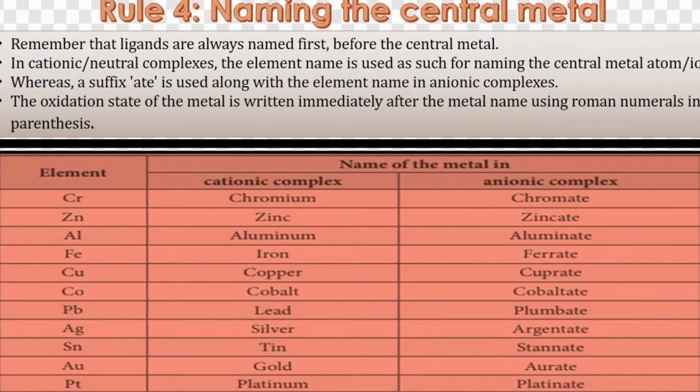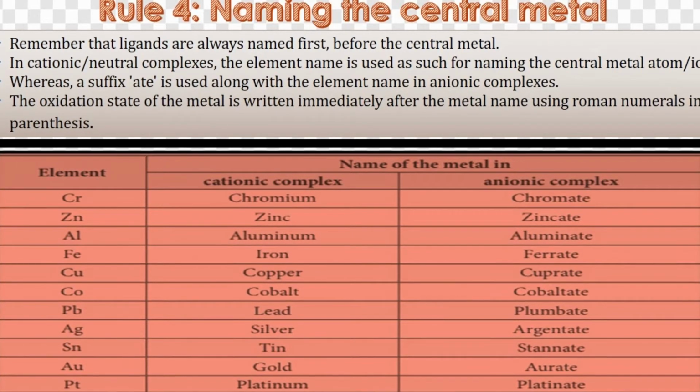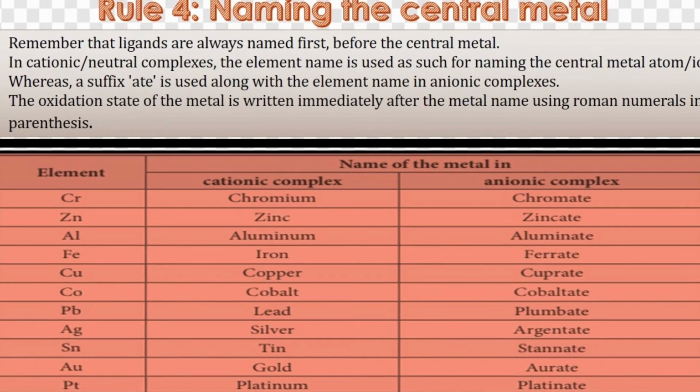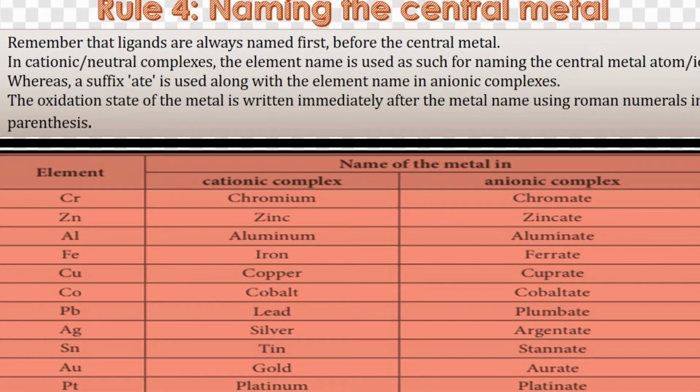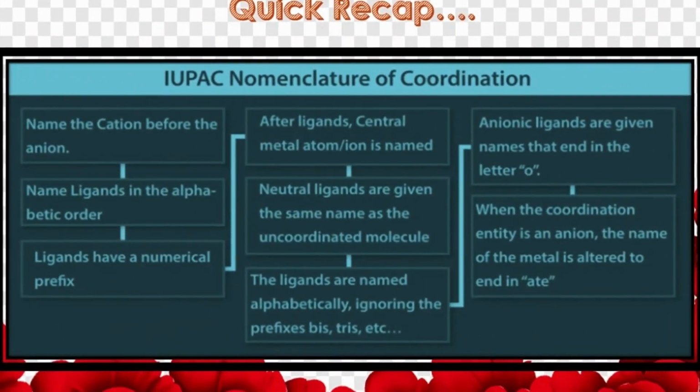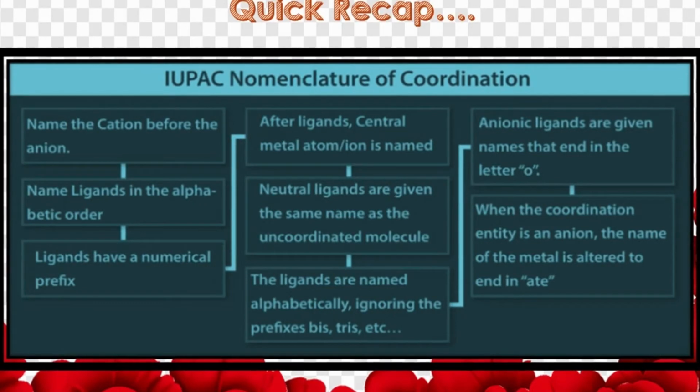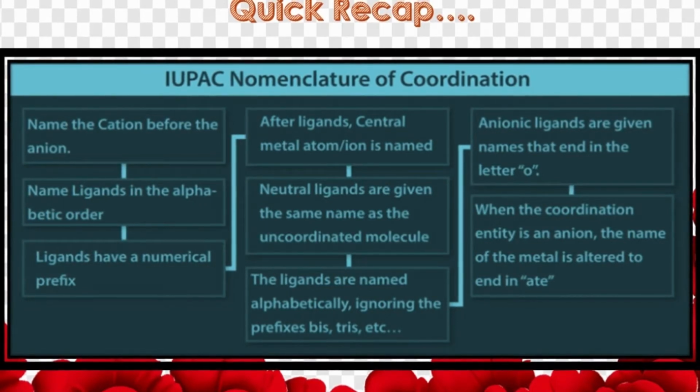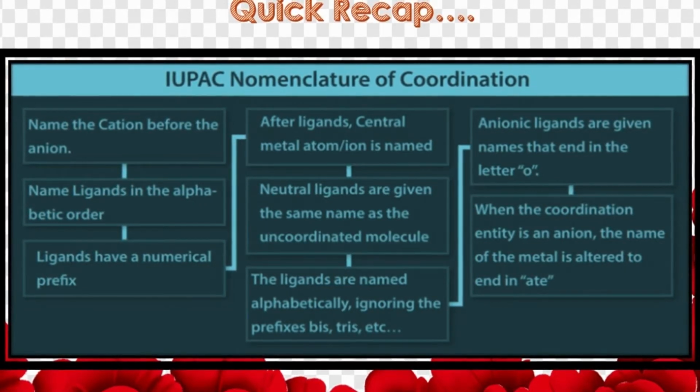Then after naming the central metal atom, you will represent the oxidation state of the metal within brackets in Roman numerals, immediately after writing the name of the metal atom. Now let's have a quick recap of how to name the coordination compounds according to IUPAC nomenclature.